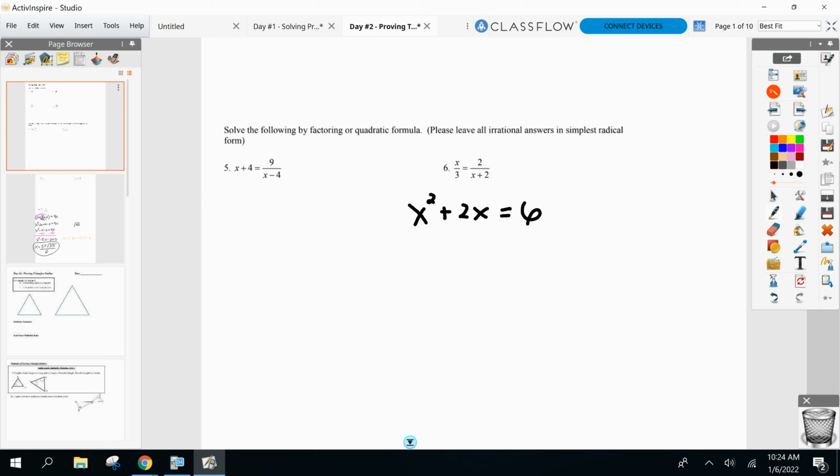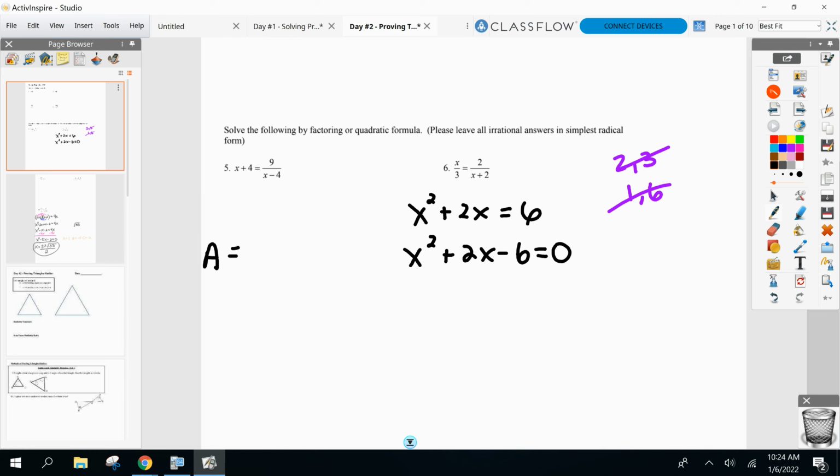We're all good. Move the 6 over, get it equal to 0. X squared plus 2x minus 6 equals 0. Try it out. Any numbers that multiply to 6? 2 and 3. Am I going to get a 2 from those? The only other combo I know is 1 and 6. Can I get a 2 from those? All right, so guess what? Can't factor. Got to use quadratic formula.